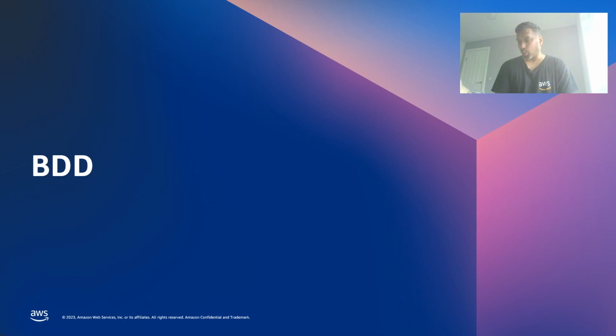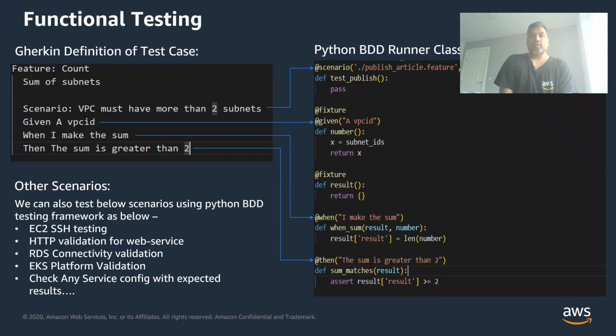So BDD is one good style. Here I'm giving a very basic example. I've deployed a VPC, and all I want to know is: have I got more than 2 subnets for this VPC? So what I'm saying is, given a VPC ID, when I look at the number of subnets, it should be greater than 2. So that's my Gherkin definition. It's called a feature file.